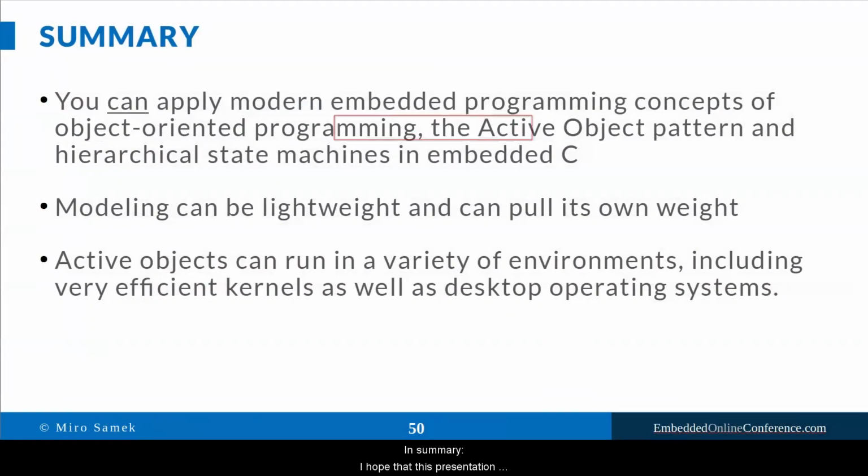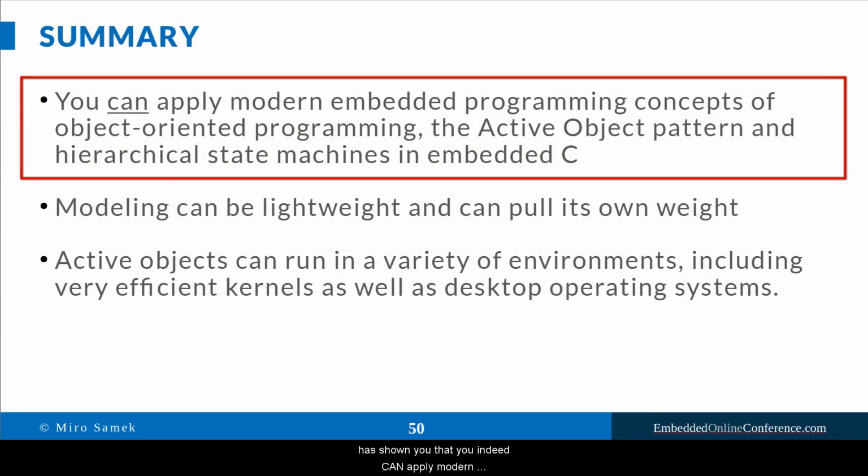In summary, I hope that this presentation has shown you that you indeed can apply modern embedded programming concepts of object-oriented programming, the active object design pattern, and hierarchical state machines in embedded C, even in very small projects. You had to carefully avoid any sharing of resources among active objects, but in exchange you didn't have to worry about concurrency hazards or mutual exclusion mechanisms. Also, I hope you noticed that the method naturally leads to an actual design, whereas your main design artifacts, the hierarchical state machines, can be easily implemented in C in a bidirectionally traceable way.